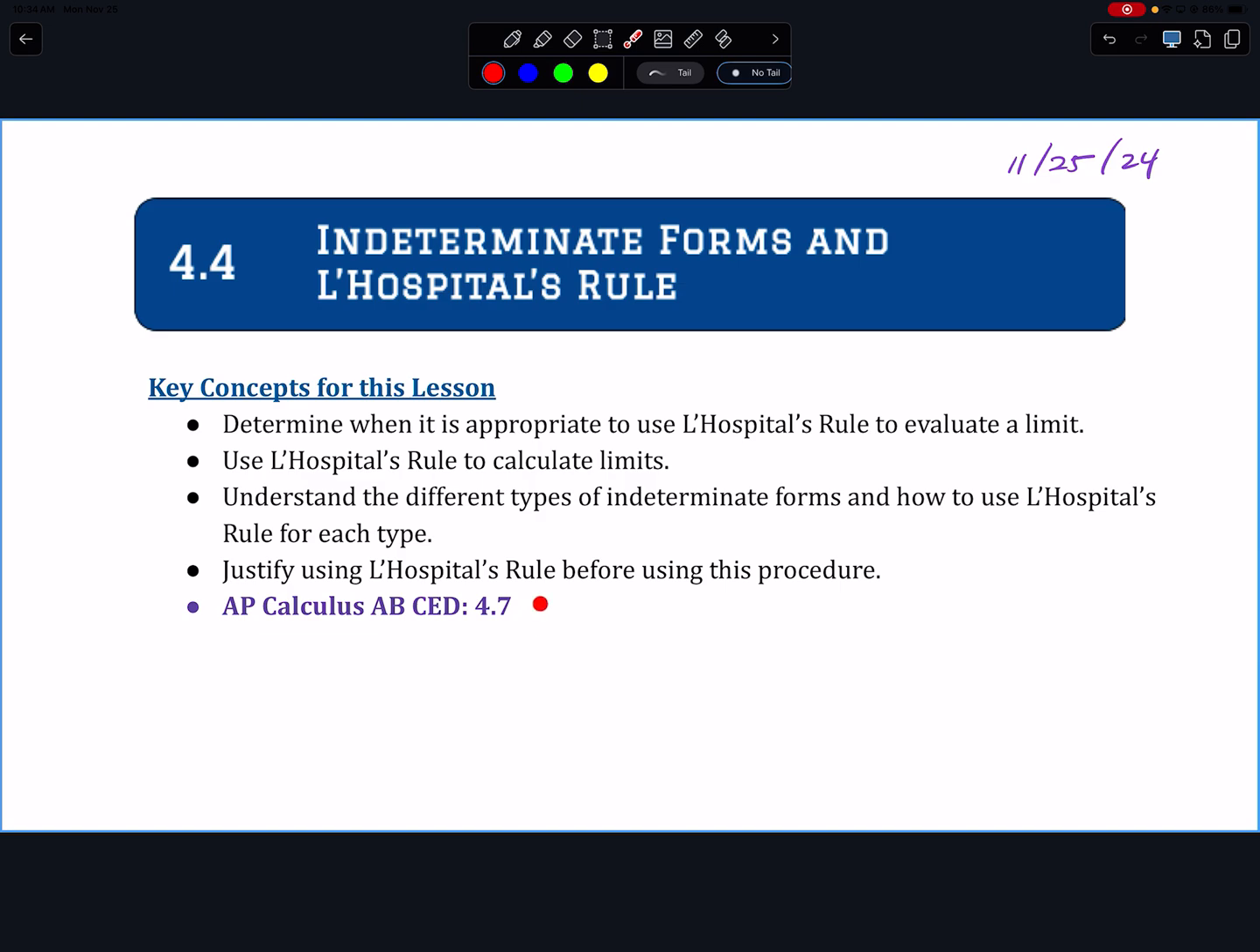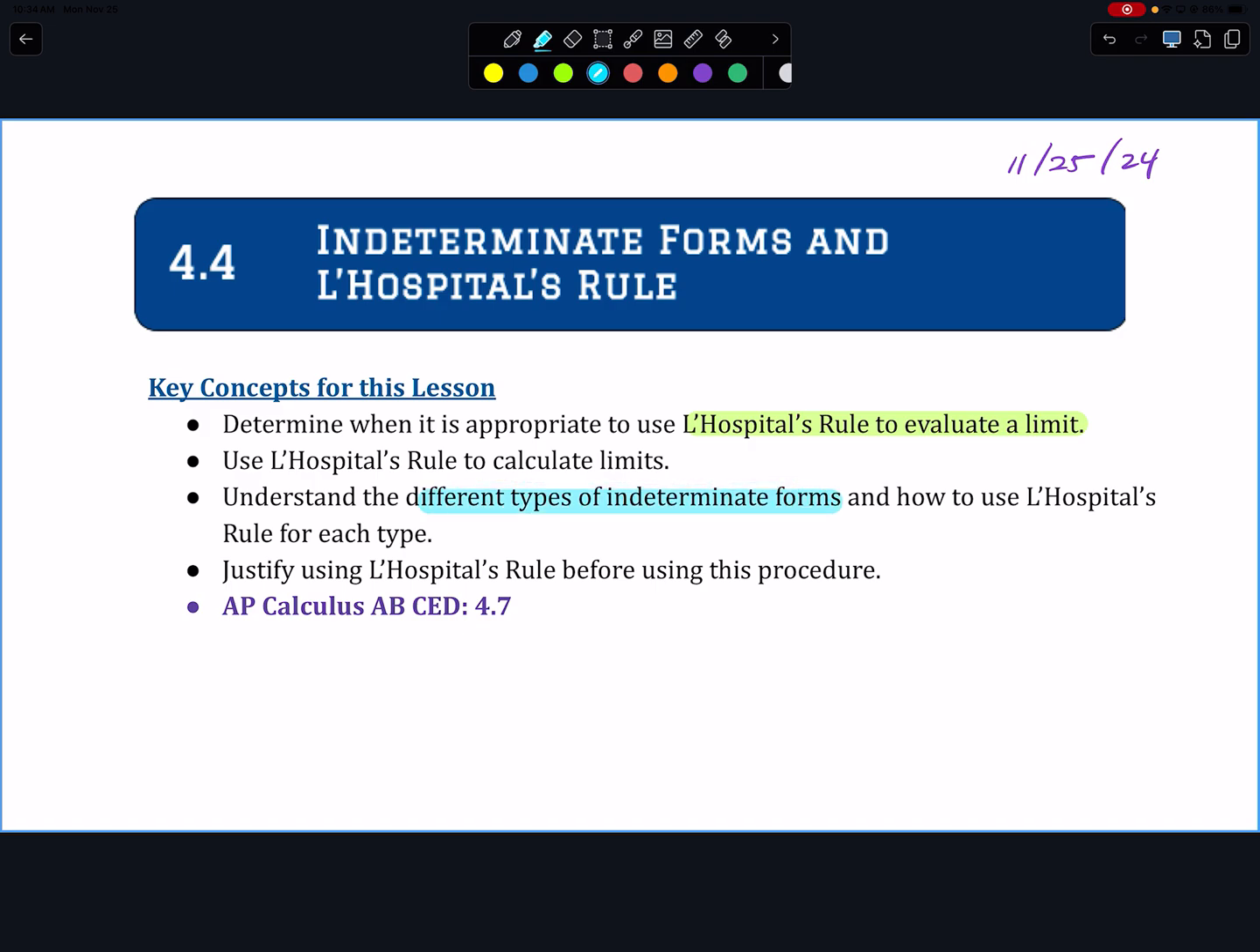Our book does it in a little bit different order. I'm just following our textbook. So this actually is the CED section 4.7. You will learn when it's appropriate to use L'Hopital's rule to evaluate a limit. So we're actually going to be doing limits again, and then you will use it to calculate limits. Understand the different types of indeterminate forms. So you will learn what that means.